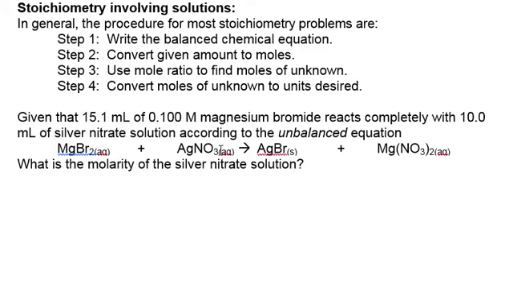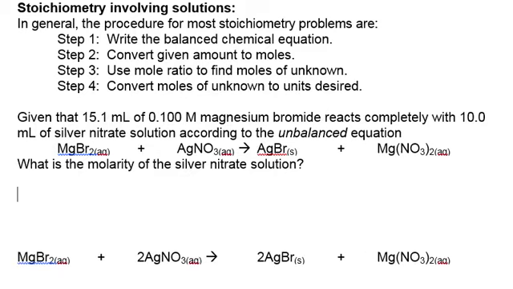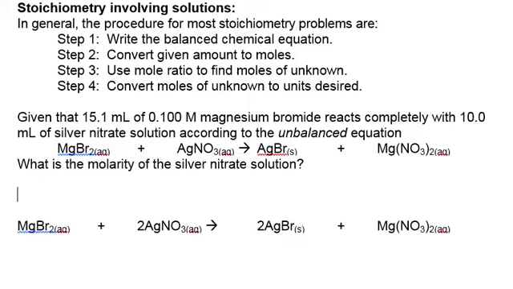we have 2 of the nitrate on our product side and only 1 on our reactant side. And we have 2 of the bromine on our reactant side and only 1 on our product side. So to make that work out, we're going to need 2 in front of our 2 silver compounds. And so we have 1 magnesium bromide plus 2 silver nitrate gives us 2 silver bromide and 1 magnesium nitrate.